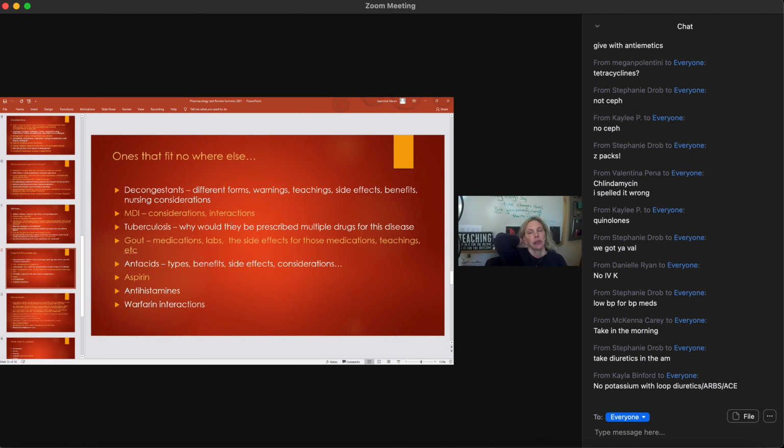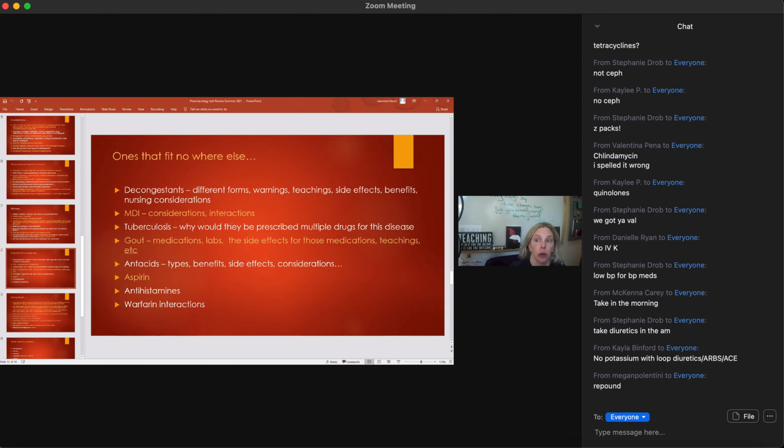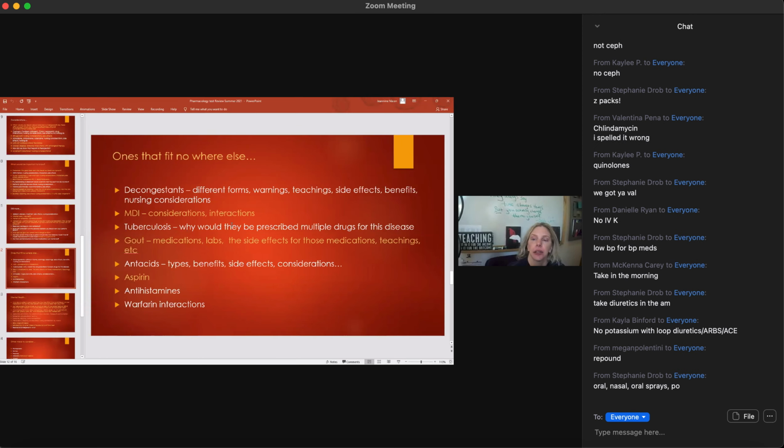These fit nowhere else, so I just kind of threw them on here. Decongestants. I gave you the nasal ones, but there are oral ones too, right? So the different forms, when would be a benefit of having a different form? Your warnings, considerations with that, side effects.